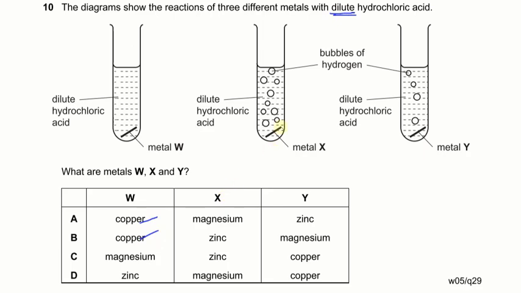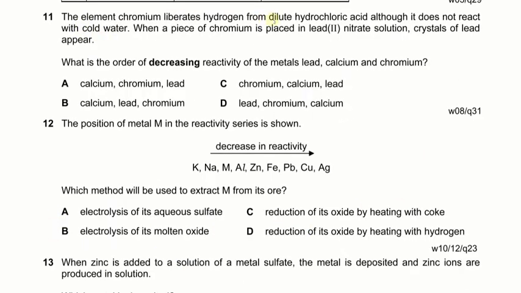Metal X. Now what is the difference between X and Y? You see the number of bubbles. There are more bubbles in the metal X solution, while in metal Y there are fewer bubbles. So you can see metal X is more reactive. The more reactive metal is magnesium, and then we have the zinc. Answer is A. The element chromium liberates hydrogen from dilute HCl.